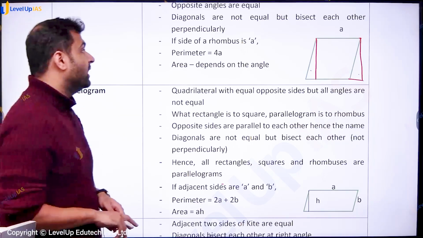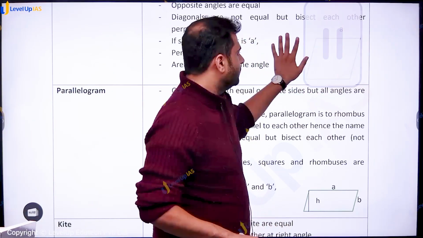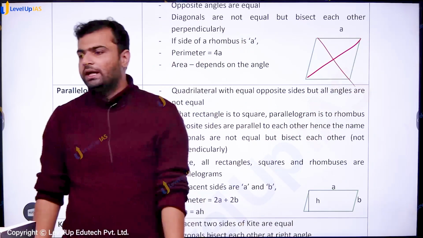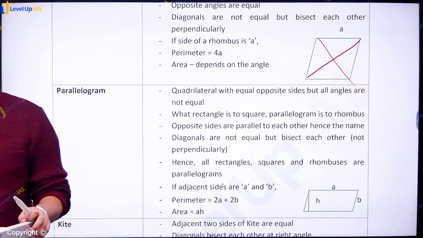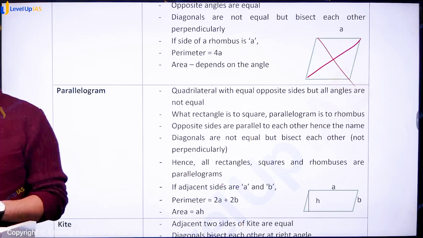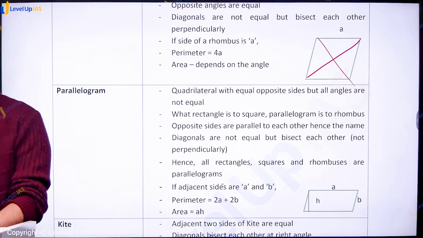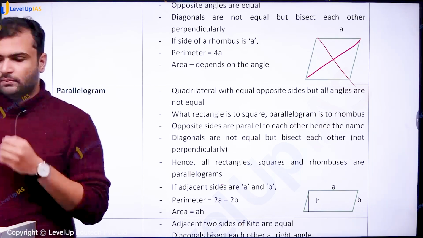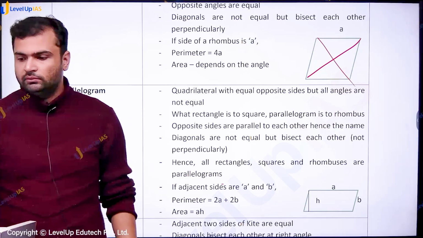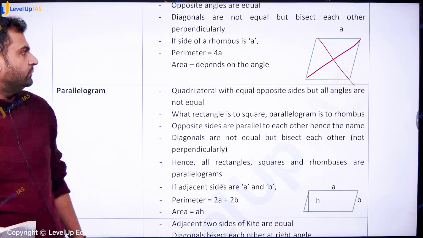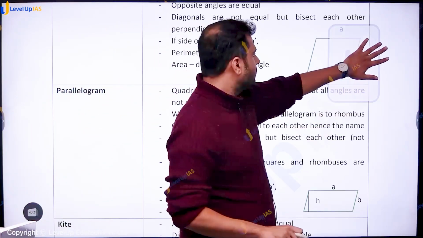In rhombus both the diagonals are clearly not equal. देखो ये लंबा वाला है, ये छोटा वाला है. Diagonals are not equal in length. A square नहीं होता.